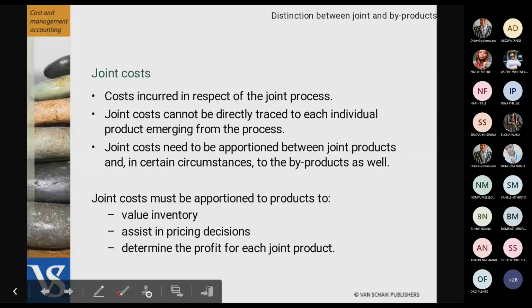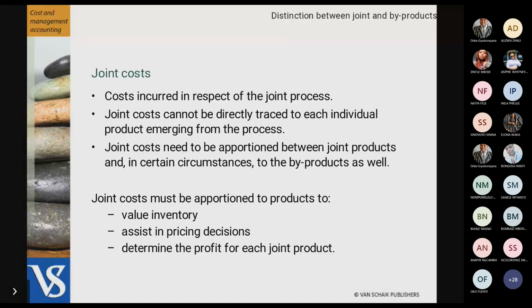Okay, why do we worry ourselves about separating that joint cost? They say a joint cost is a cost incurred in respect of the joint process. A joint cost cannot be directly traced to each individual product emerging from the process. Hence we say that we've got a total amount of 10,000 rands, but we don't know how much will go to A, B, and C. So that's a total amount. Joint costs need to be apportioned between joint products, and in certain circumstances also to byproducts. So this is what we've talked about.